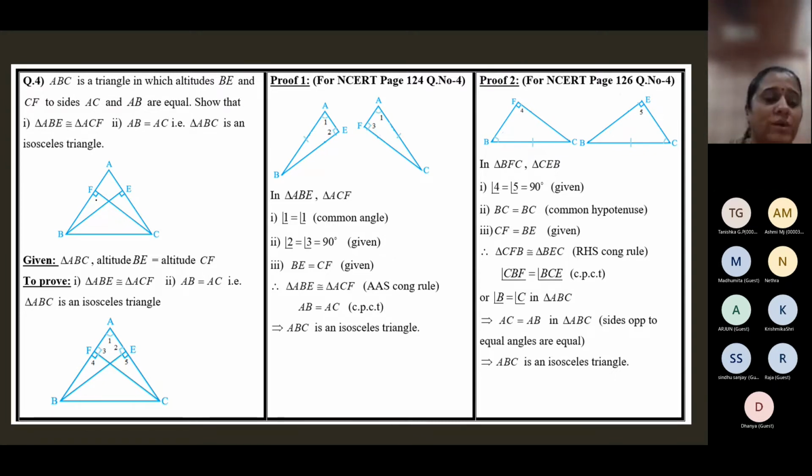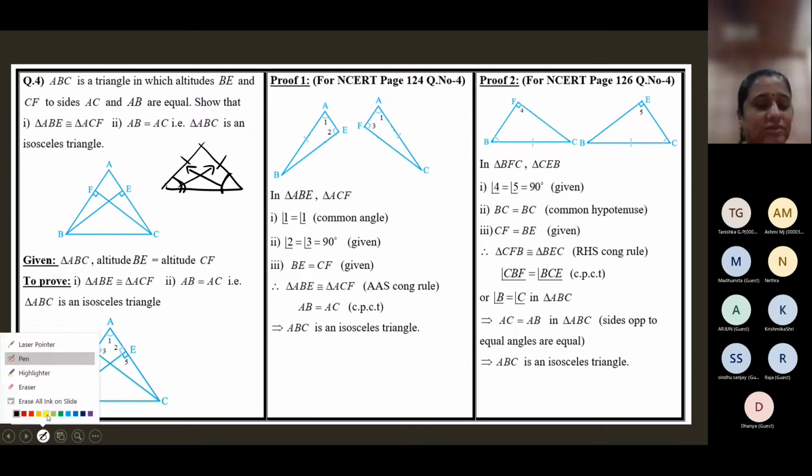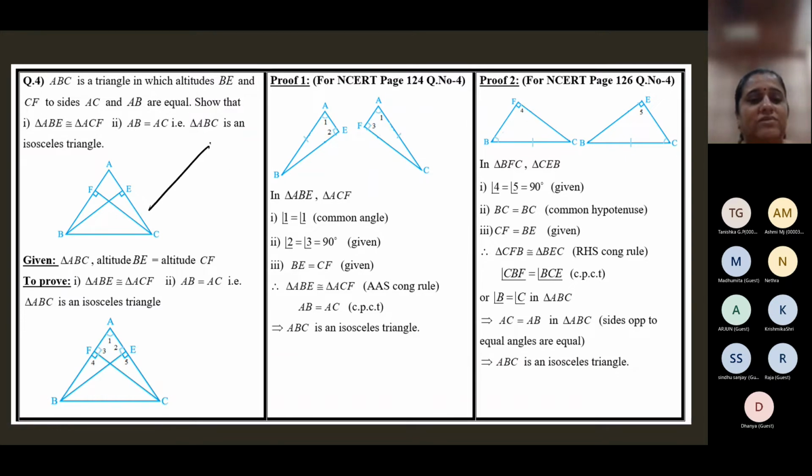Maybe you will not be able to prove directly that AB is equal to AC. Even if you can prove that this angle is equal to this angle, you can use the property: when two angles are equal, the sides opposite them are equal. So like that also you can prove. To prove that AB is equal to AC, you need not directly show it.